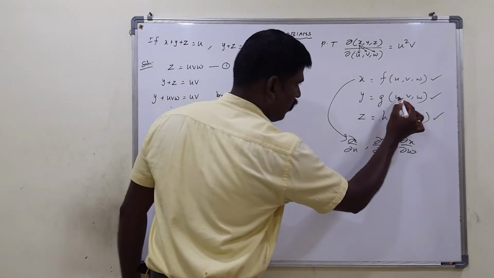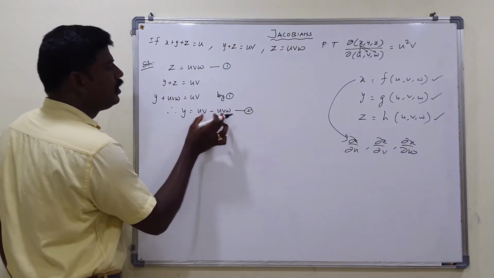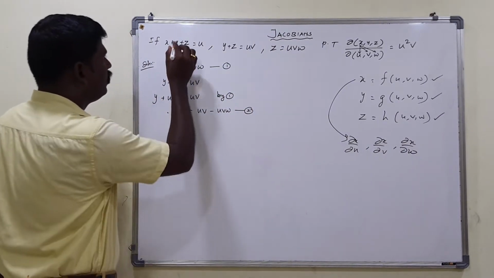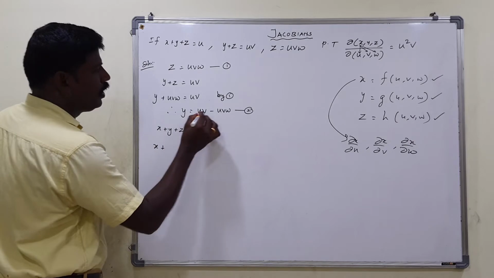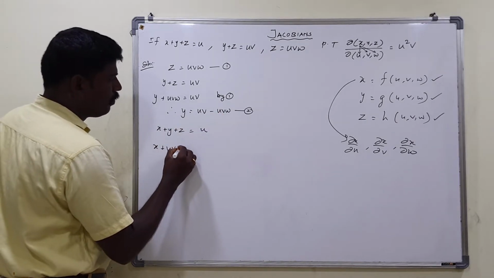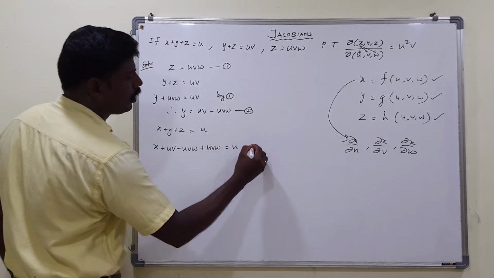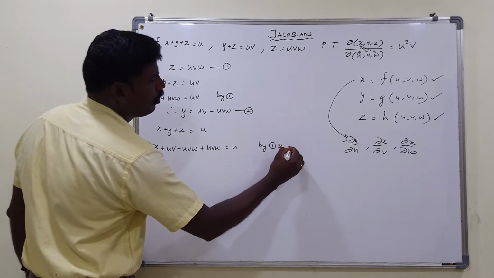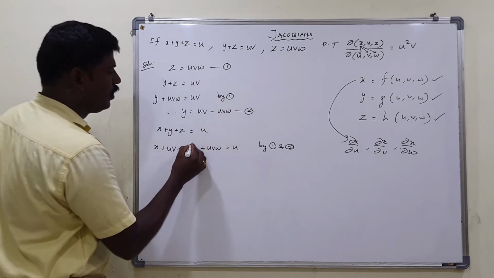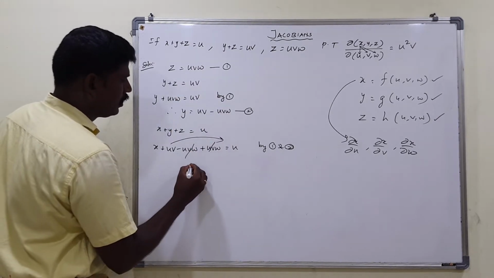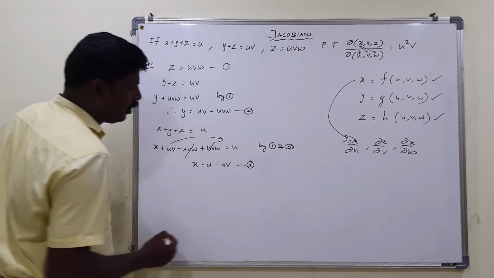Now y is also a function of u, v, w. Then finally x + y + z = u. So x + y, replacing y by uv - uvw, plus z, which is uvw, equals u, by 1 and 2. What is the value of y here? What is the value of z? uvw. We can cancel both of them. Take this term to the right-hand side. So x = u - uv. This is equation number 3.